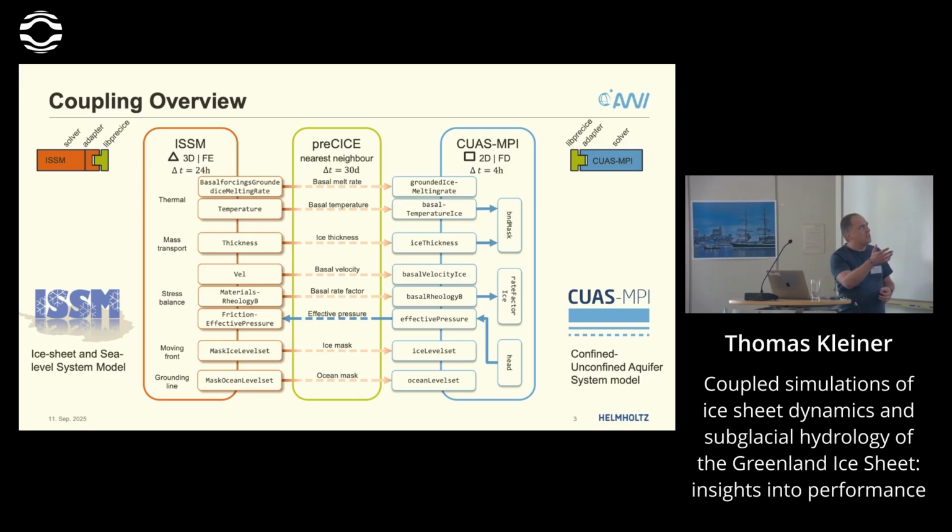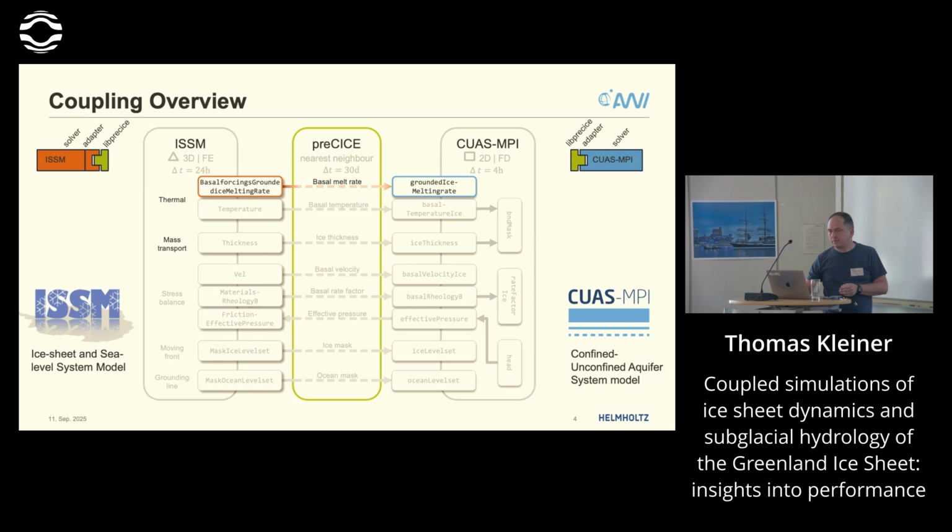And on the CUAS side, we decided that because it's a simple small code base, we put many things of the coupler within the code. I would like to explain what I mean by simplifying this figure. When we get the grounded ice melting rate from the ice sheet model, so how much ice is melted at the base, we get it as melt in ice equivalent, meters per second. And then we do just a simple scaling to get the water sources, meters per second water equivalent.